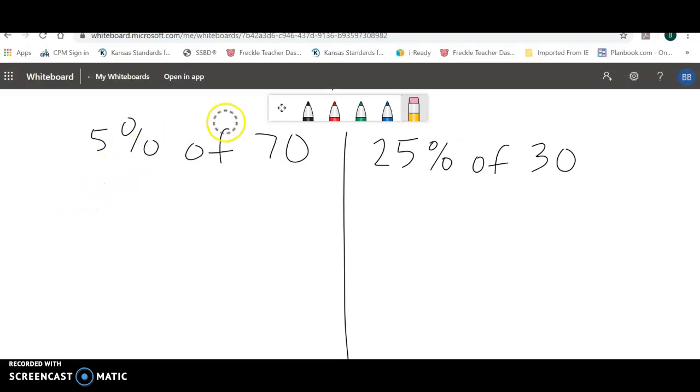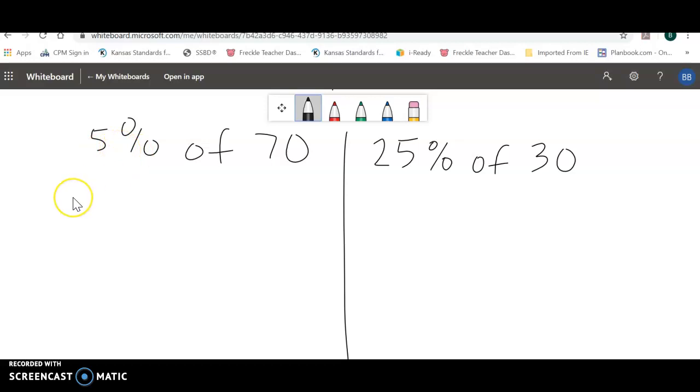This video will be over how to find the percent of a number, and we're going to do that by turning a percent into a fraction and then multiply. In our last video, we changed the percent into a decimal and we multiplied, but this video is going to be the other method, which is changing the percent into a fraction and multiplying.